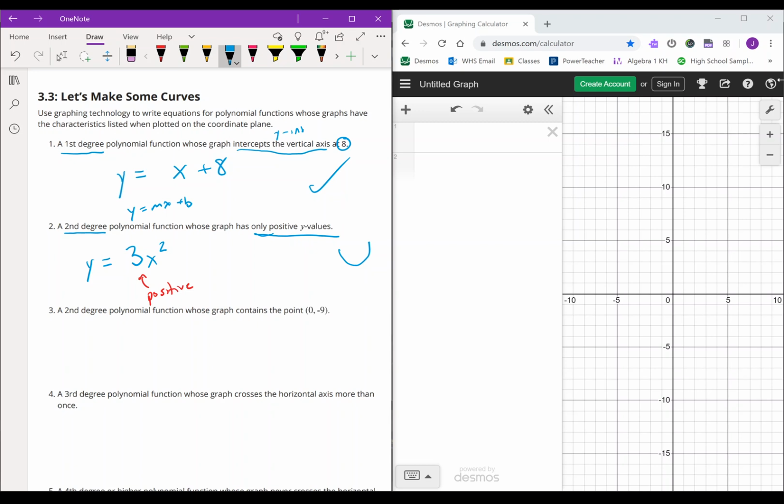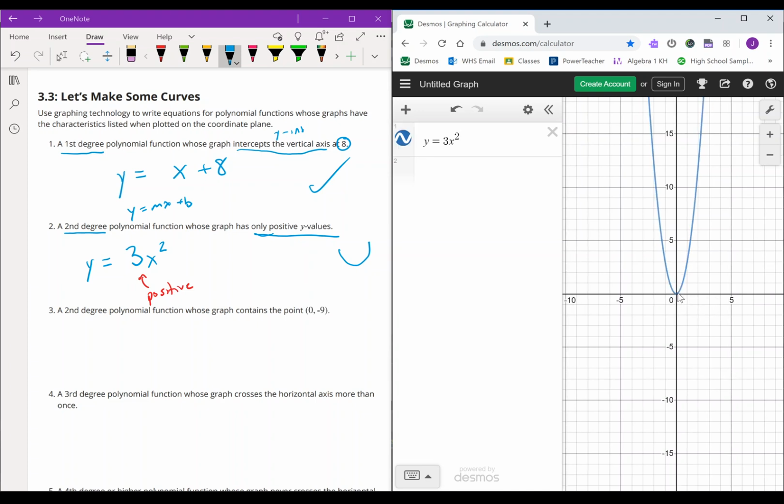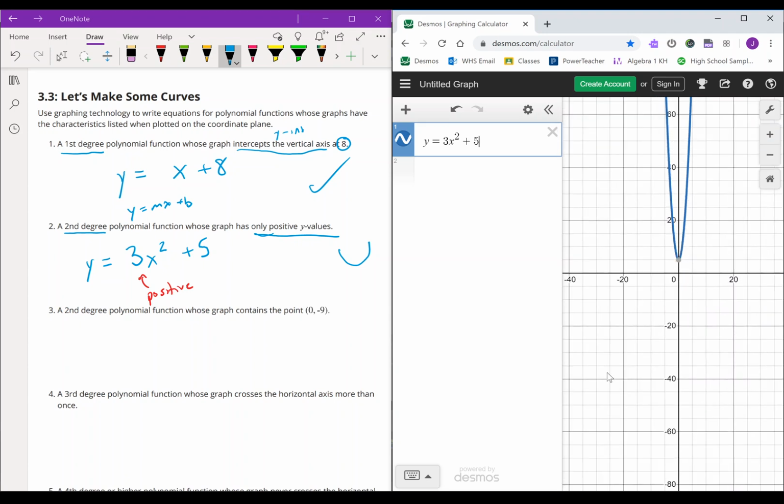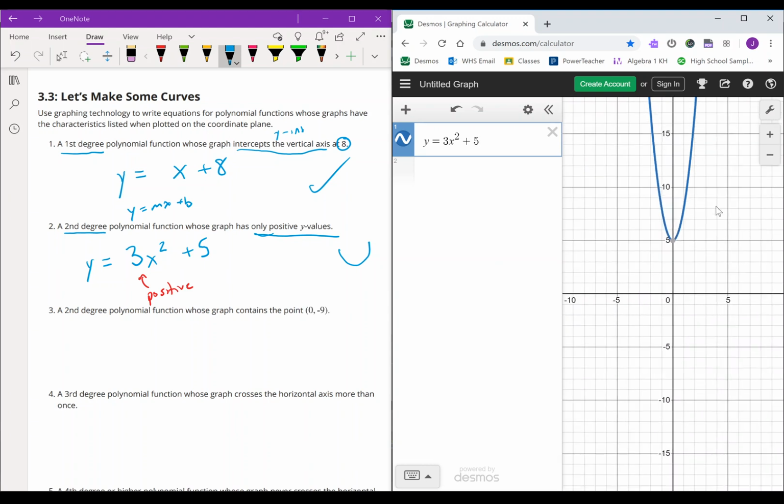So let's see what that looks like right now. Y equals 3x squared. It looks like we pretty much only have positive y values, except for 1 right there. That has a y value of 0. So I need that to be positive. Well, I know I can move the whole graph upward by just adding a number at the end, right? Because this will change my y-intercept. So I'm going to put like a plus 5 here. Let's just test that to make sure. If I put on a plus 5 in my function, yeah, now our graph only has positive y values. It never goes down to the negative side. And we're good with that one too.